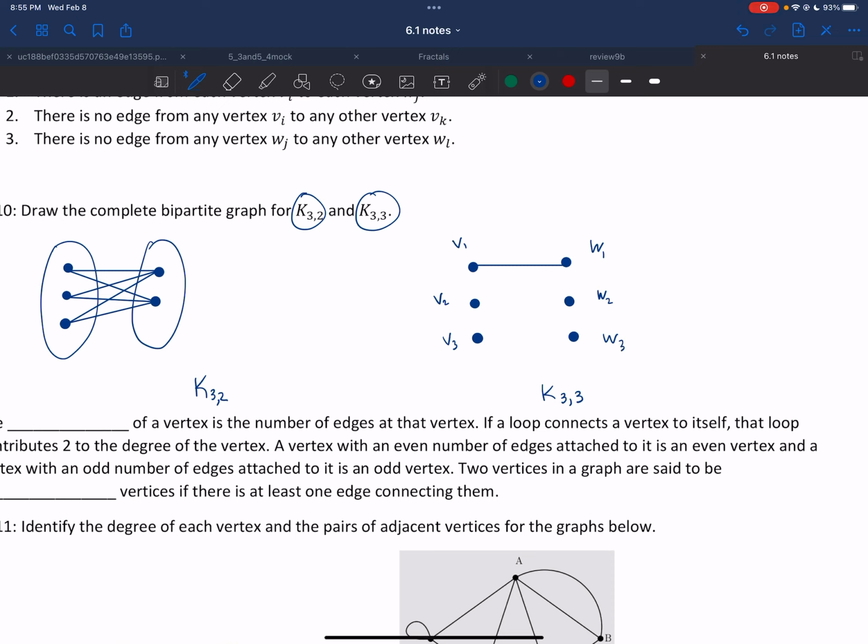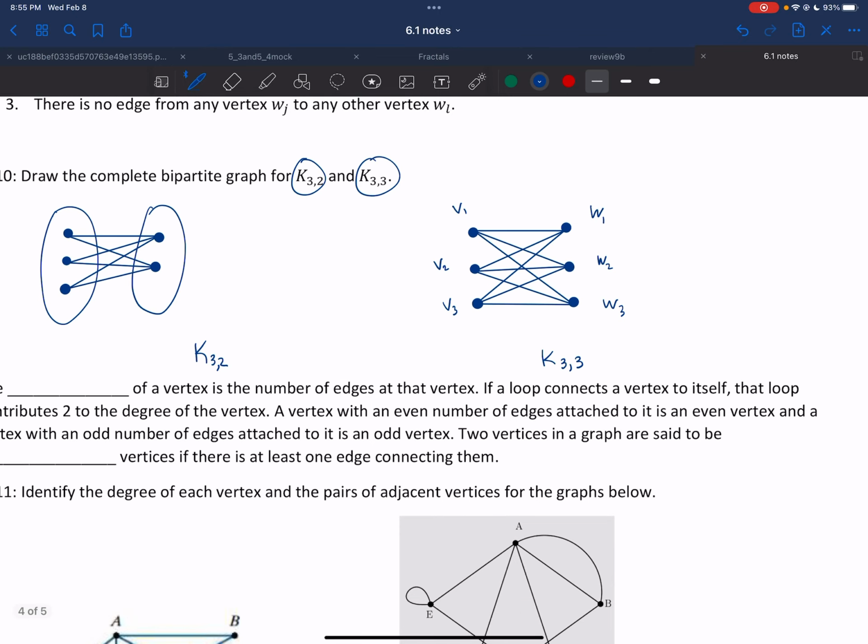All right, let's connect this one with that one, and we're going to connect that one with it. Then we're going to connect this one, and this one, and this one. And then we're going to connect this one, and this one, and this one. So now we have a complete bipartite graph that is 3,3.